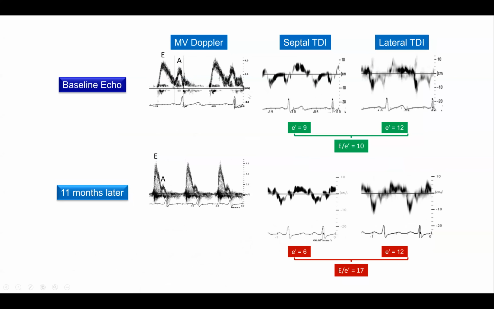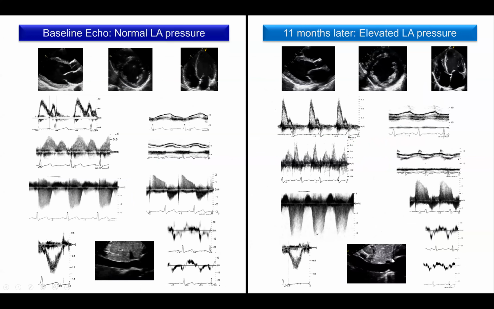Now, look at his E/E' ratio. The E/E' ratio on the first echo was 10, and 11 months later, it's 17. You see the E' went down from 9 to 6 and 12. The lateral stayed the same at 12, but the septal went down. And typically the septal most of the time goes down more than the lateral. The E/E' ratio of 10 is now 17. So certainly this is abnormal.